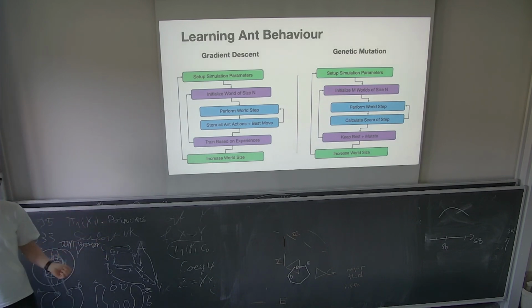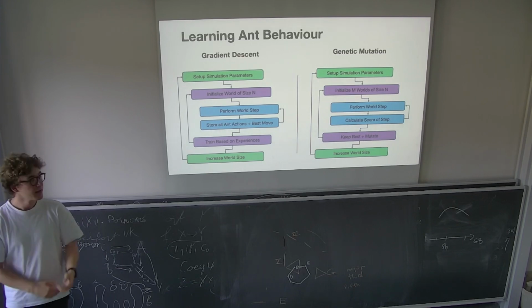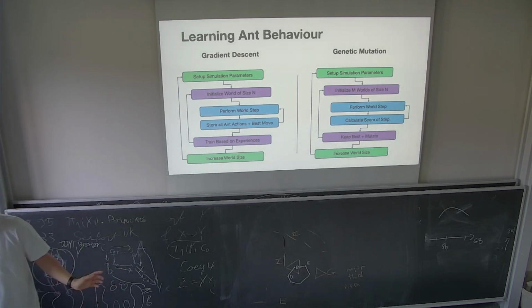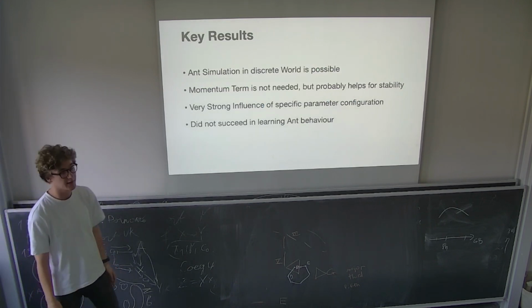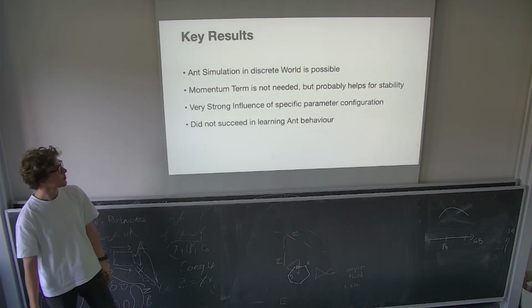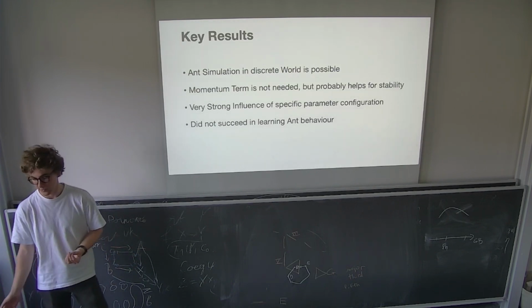So it might be that I've just not been able to find the correct decay rates in order to have my system be able to learn what is going on. And with this, we get to the key results that I've been able to find. So the first is that it is possible to do an ant simulation in a discrete world.